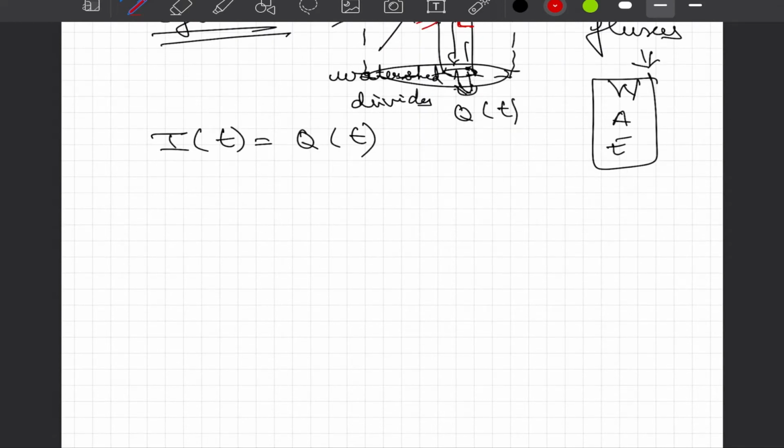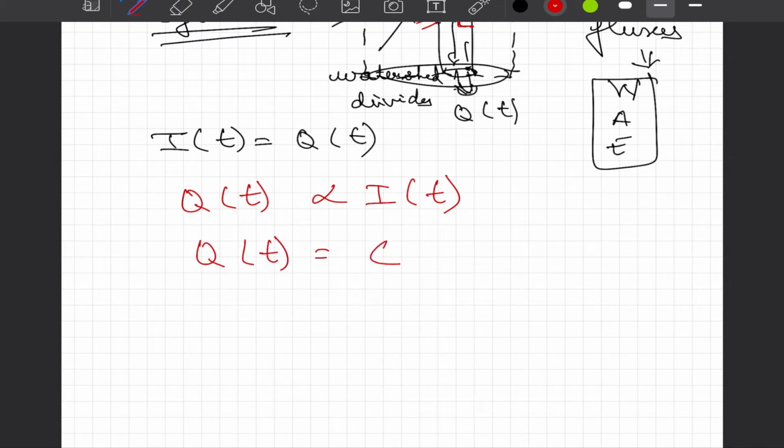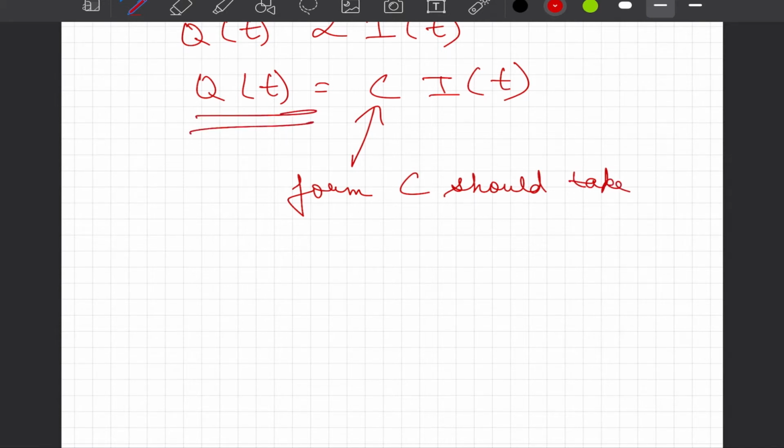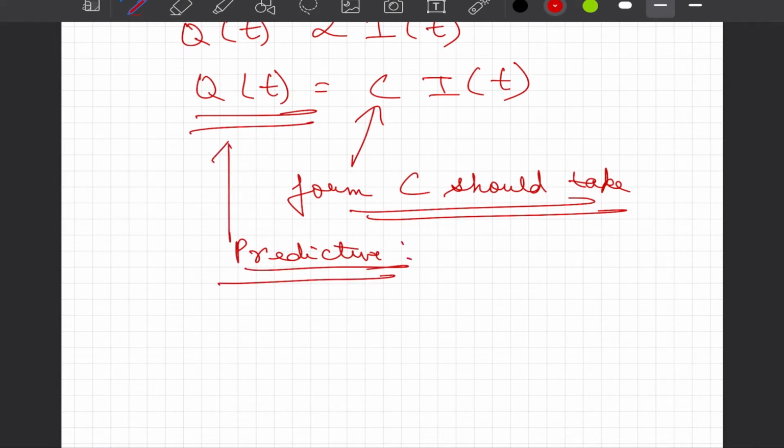That would mean that now your Q_T would be proportional to I_T, and this would be related by some constant C, so Q_T = C I_T. And one of the purposes of a hydrological model is to determine what form this C should take, so that we are able to tell how our output is going to look. So essentially, it becomes a predictive model, if we are talking about a stochastic setting, where the idea is, given certain sets of inputs, what is going to be the output.